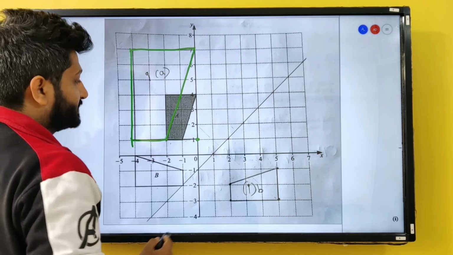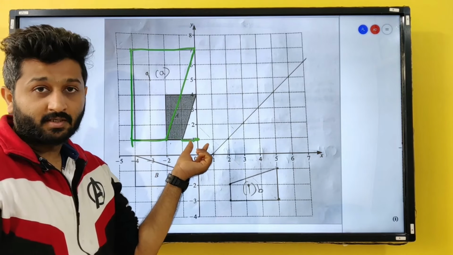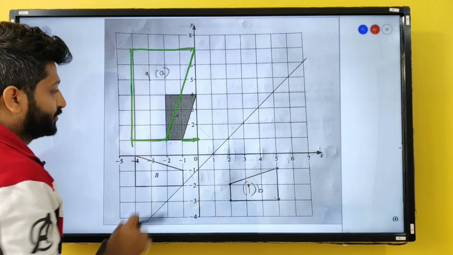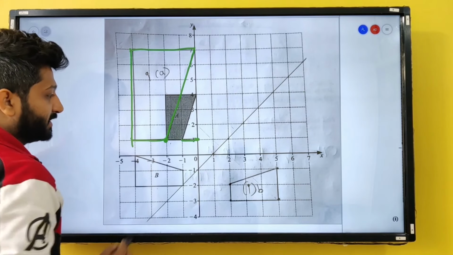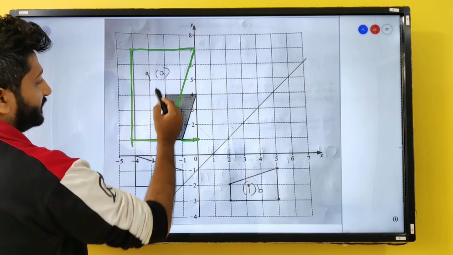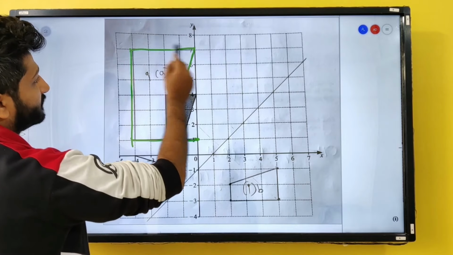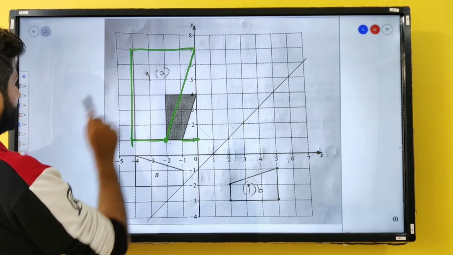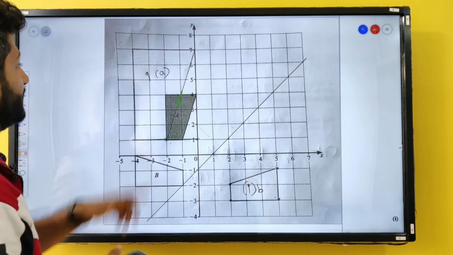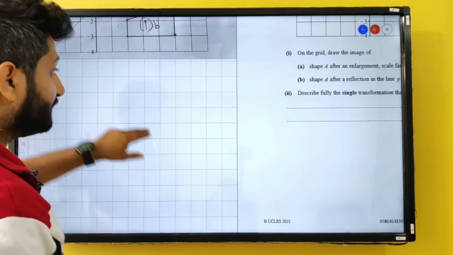From my center, when I measured, this was 1 unit. As my scale factor is 2, I multiplied this 1 unit by 2. So this is where my first point is. Now this is also 1 unit, so 1 into 2, 2 units. This is 3 units, so 3 twos are 6 units, and 2 units gives 4 units, and then I have drawn this. I have also labeled this, Question 1 part A. You should also label this.